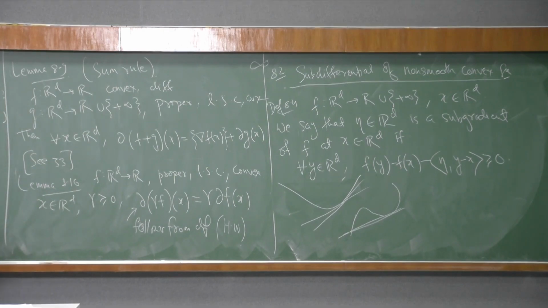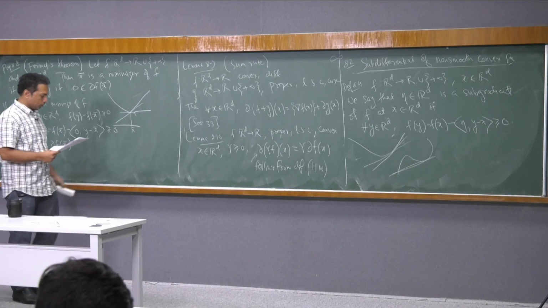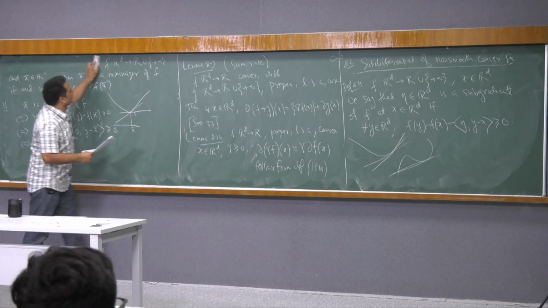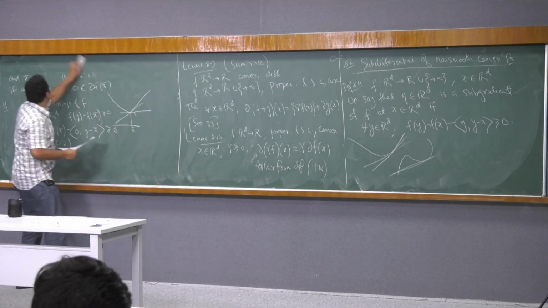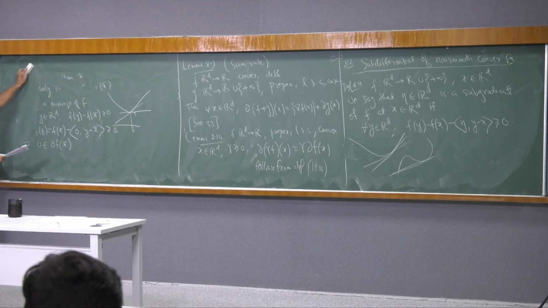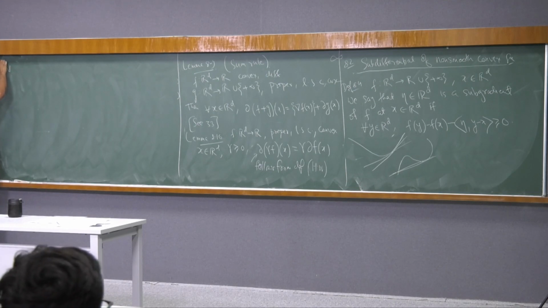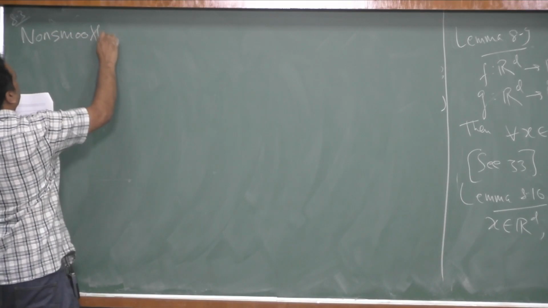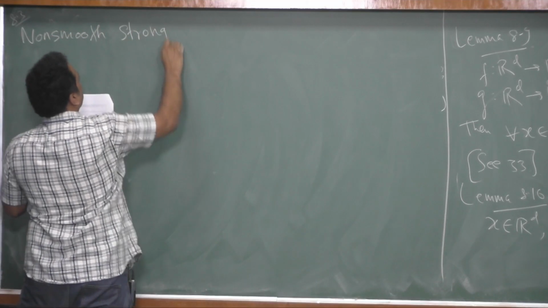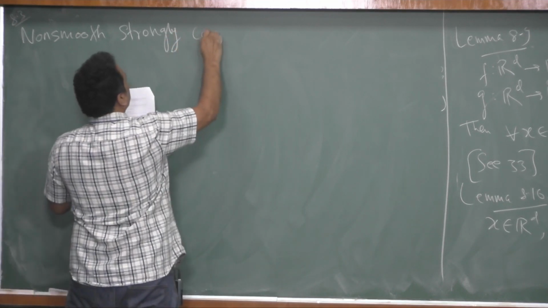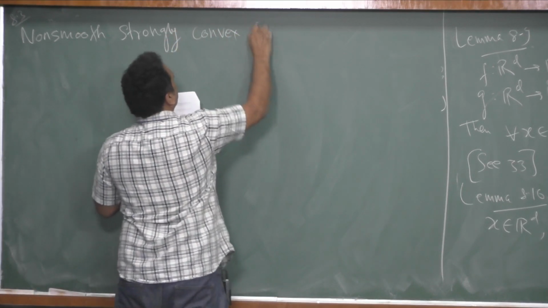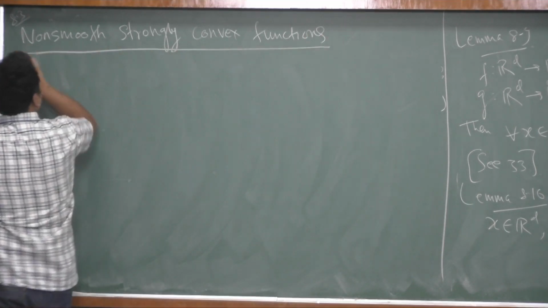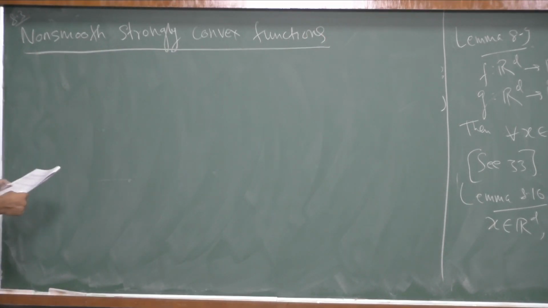Okay, now we can also extend strongly convex functions to the non-smooth case. So let us extend the ideas of strongly convex, smooth. This is 8.3, non-smooth strongly convex functions.